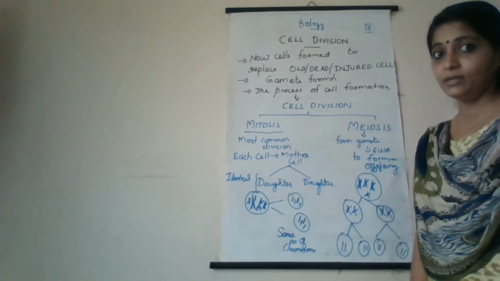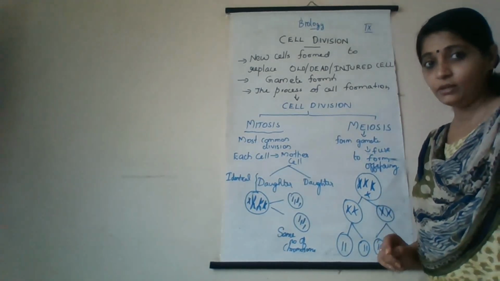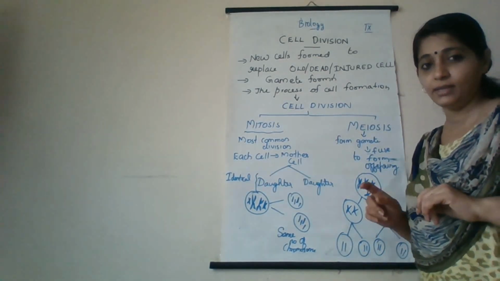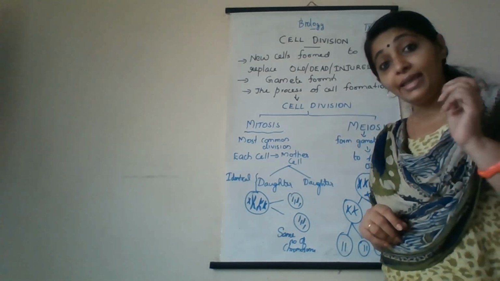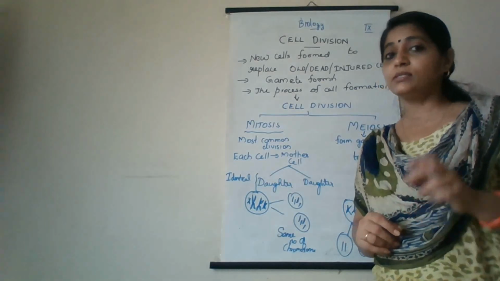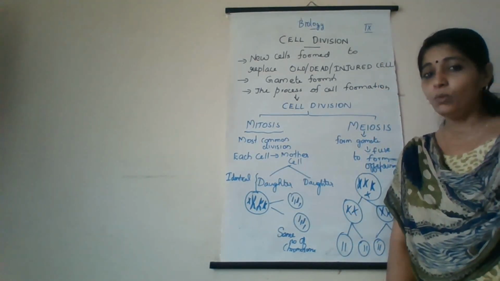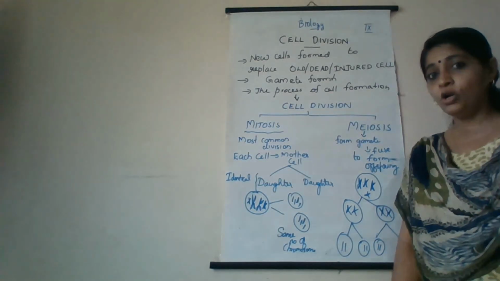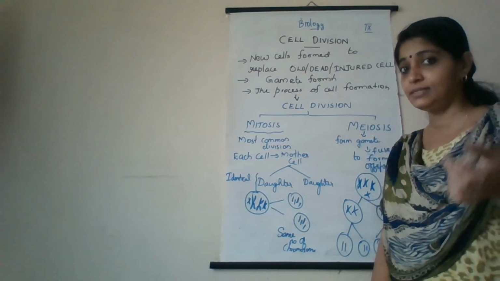The next topic which we have to study is about cell division. In the beginning of this chapter we studied about cell theory, and in the cell theory we studied about Rudolf Virchow, who expanded the cell theory by adding one more statement, that is, all cells arise from pre-existing cells. What does it mean? That is, all new cells form from an already existing cell.